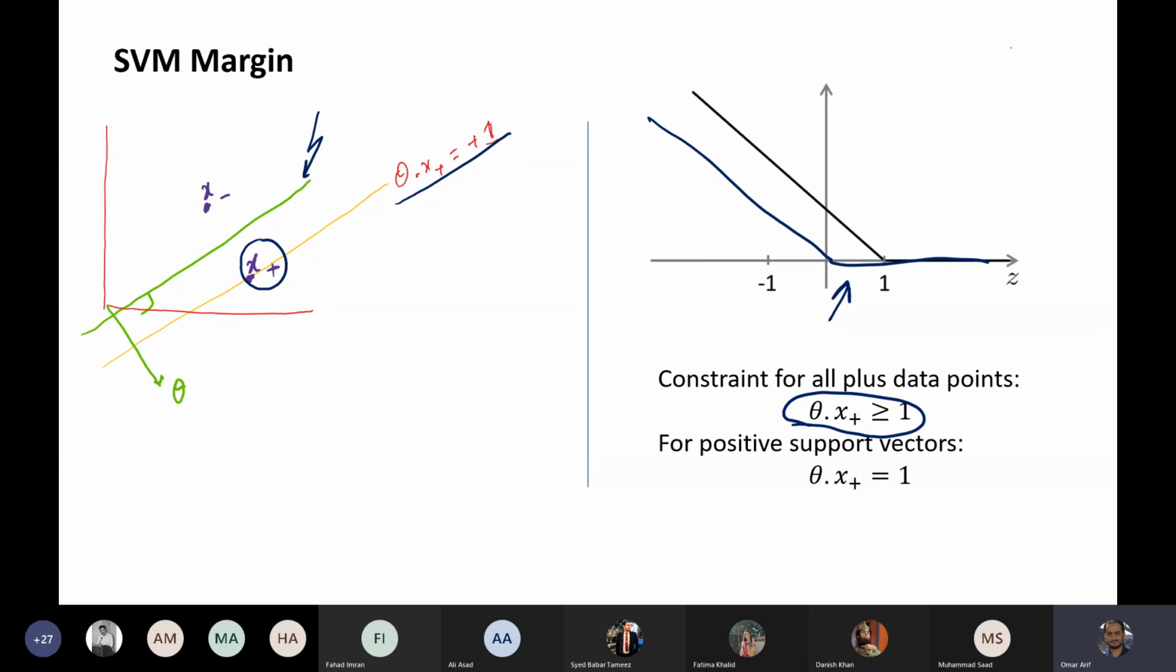We are saying that the positive point should be even further from this yellow line. Although if it lies on this line, between green and yellow, I still get the value of theta dot x positive, but according to my cost function there will be some error. See, if it lies in between, then I have some error.